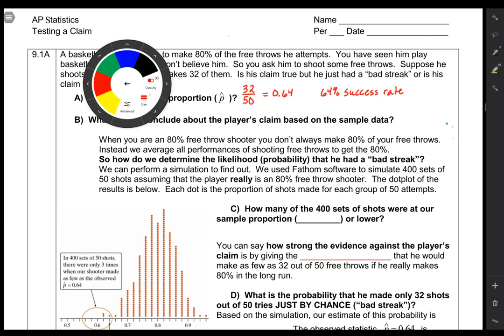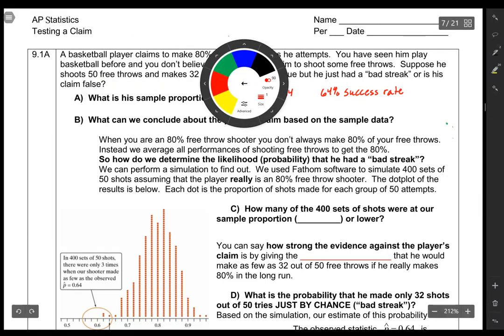We used Fathom software. It's one of the softwares, like there's also Minitab and JMP, to simulate 400 sets of 50 shots, assuming that the player really is an 80% free throw shooter. The dot plot of the results is below. Each dot is the proportion of shots made for each group of 50 attempts.